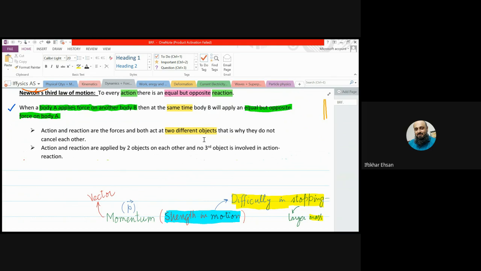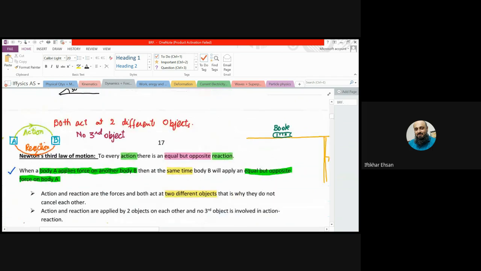In swimming, the action the swimmer applies is on the water. The action is on the water, but the reaction the water applies is on the swimmer. The reaction is on the swimmer. Similarly, a rocket applies the force on the gases, that is the action, and the reaction is applied on the rocket by the gases. So, if you consider these examples, action and reaction are always acting on two different objects.